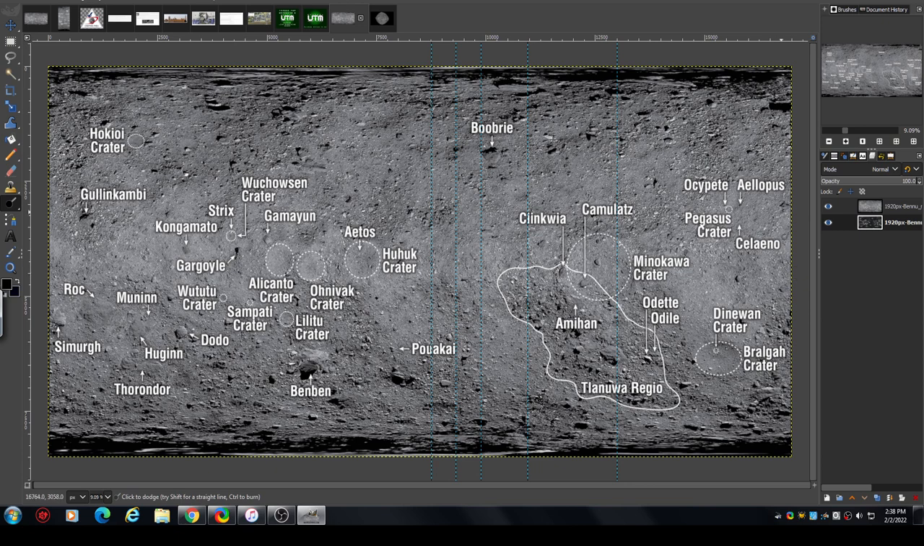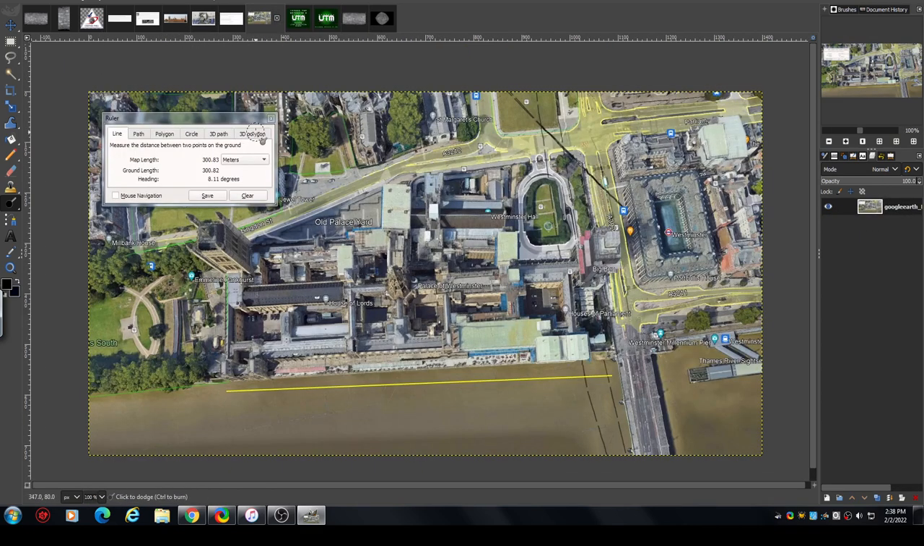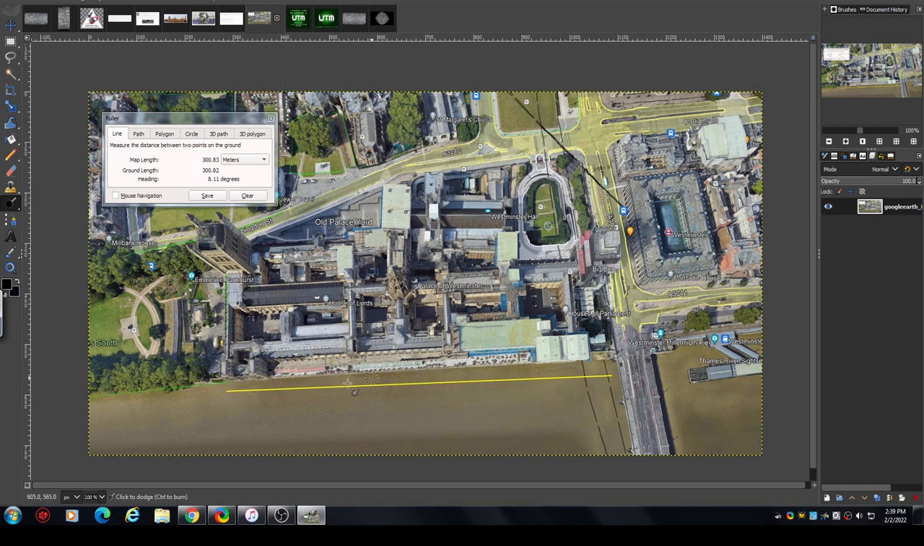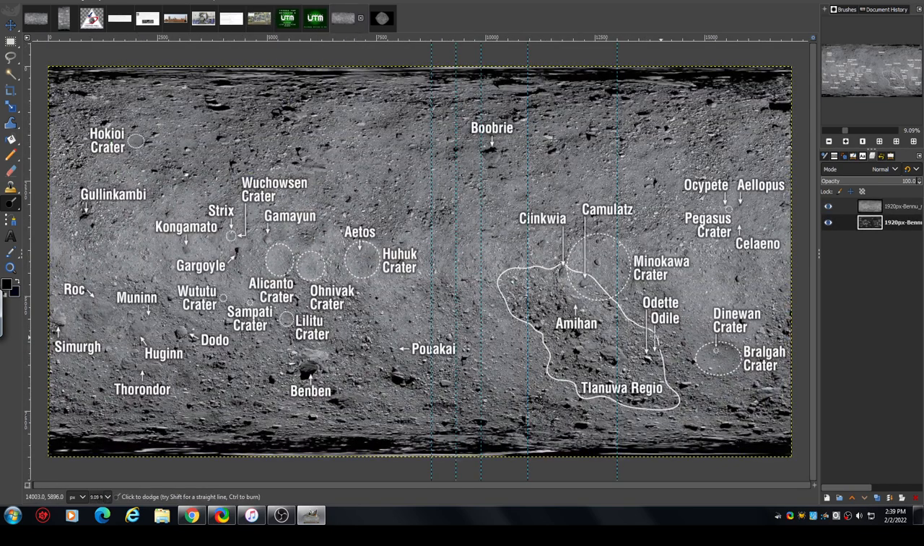So from here to here is 490 meters. I went on to Google to give you something familiar, which is the Houses of Parliament. I used to live just up the road from here. So this scaling at 300 meters, right, okay. That would fit to about here. Right, okie doke. So bear that in mind.